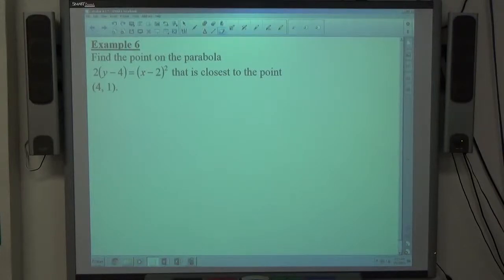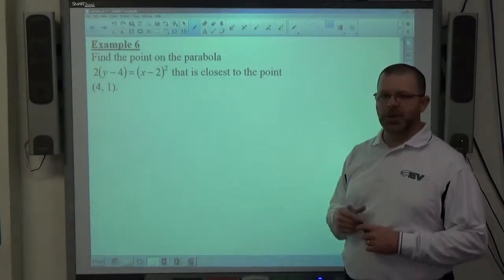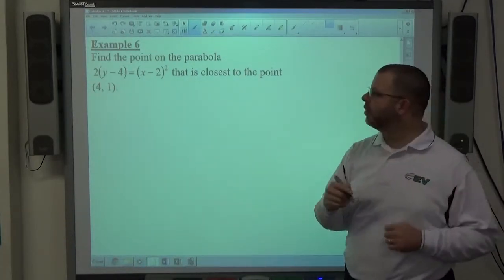Okay, example 6. Find the point of the parabola 2(y - 4) = (x - 2)^2 that's closest to the point (4, 1). Alright, so basically the same type of question the last one was, except now we've got a parabola instead of a line. Again, getting y equals is probably better than having this standard form, because if y equals something about x, we can do a substitution.